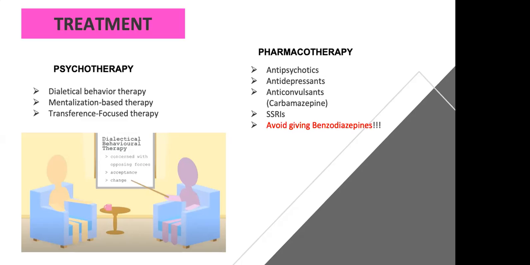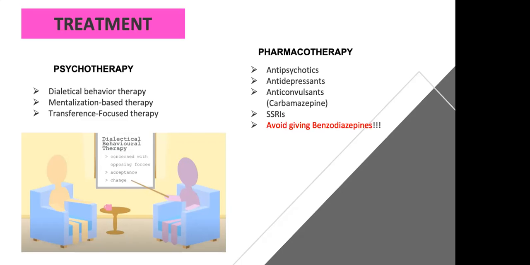And lastly, the transference-focused psychotherapy. It is a modified form of psychodynamic psychotherapy, where it helps the patient to develop positive self-regard. Okay. So for the pharmacotherapy, as usual, we need to give antipsychotics, antidepressants, anticonvulsants, and SSRIs just to control the symptoms. However, it is important to avoid giving benzodiazepines, first because there is a risk of drug abuse, and second because it can worsen the symptoms.